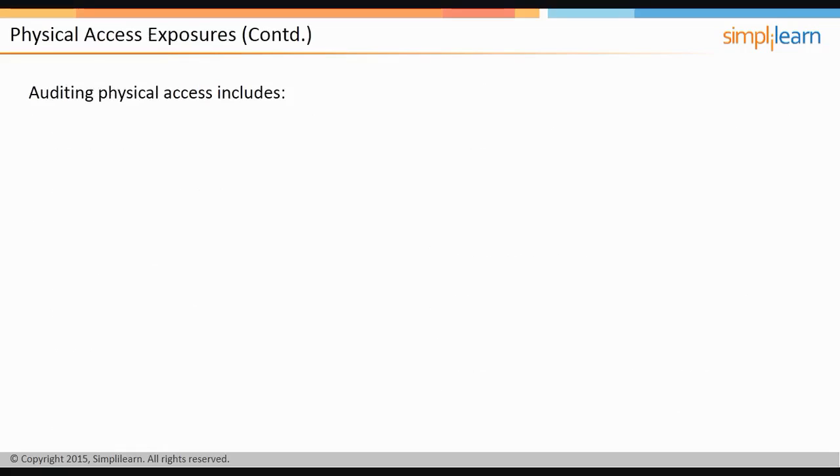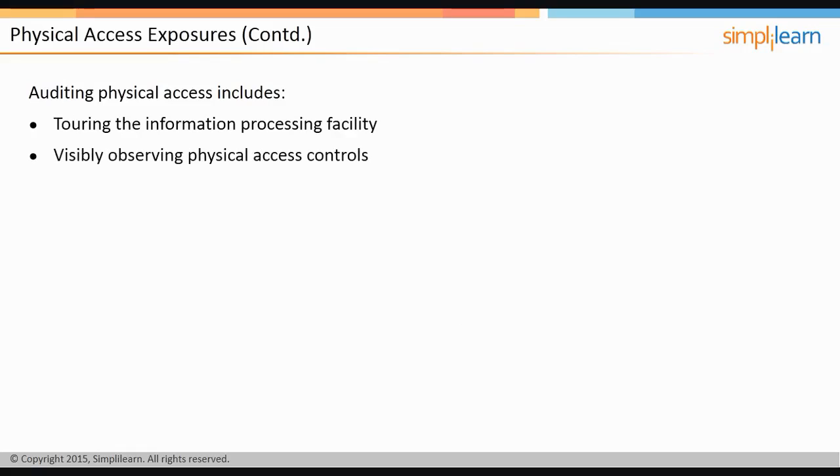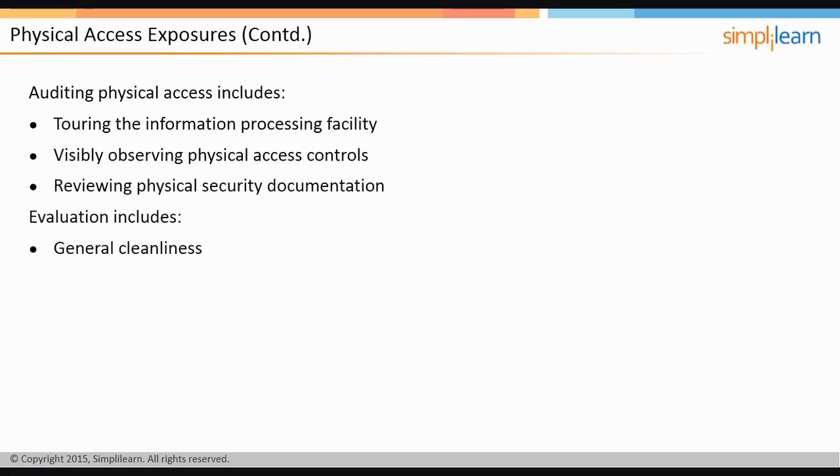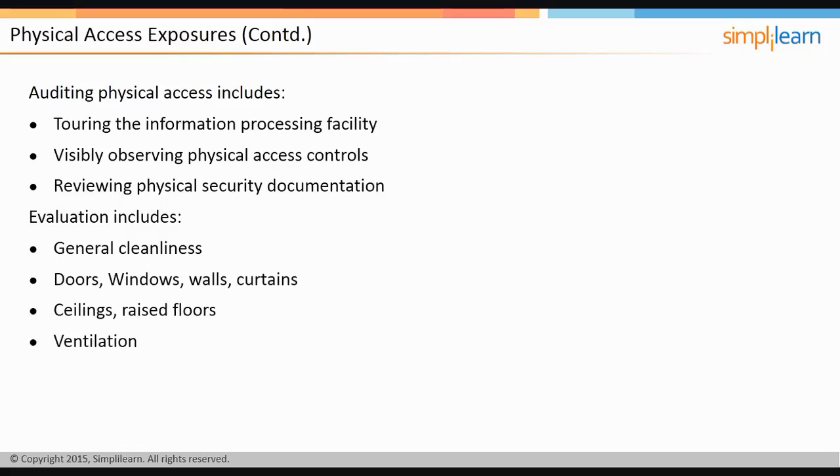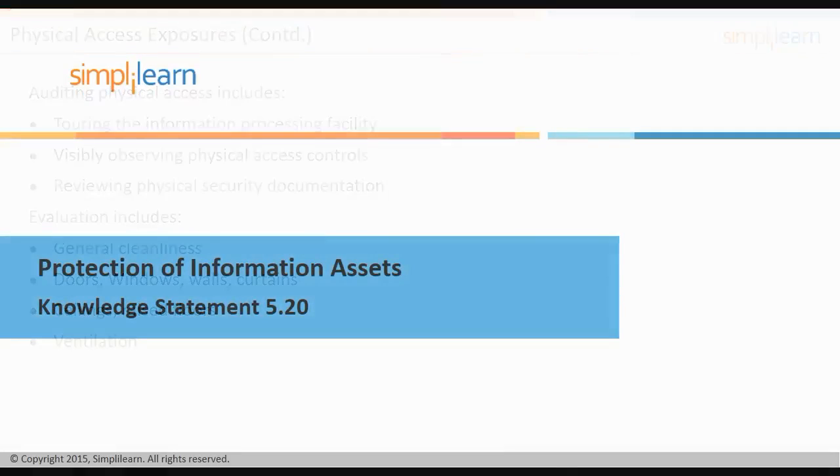Auditing physical access involves touring the information processing facility, visibly observing physical access controls, reviewing physical security documentation, evaluating general cleanliness, doors, windows, walls, curtains, ceilings, raised floors, and ventilation. You will now attempt a question to test what you have learned so far. In this topic, we will learn about the concepts in Knowledge Statement 5.20.